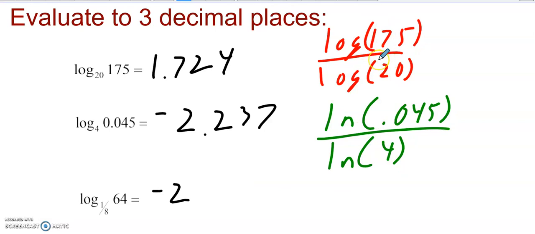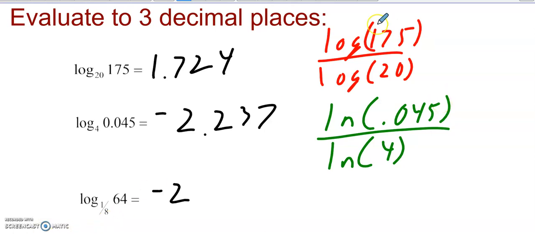So for those of you who do not have the log base function on your calculator, no worries, you can use the change of base equation. This is something that's common on a test or a quiz, and you could put it on a note card. And again, just a good thing to know in general for standardized tests as well.